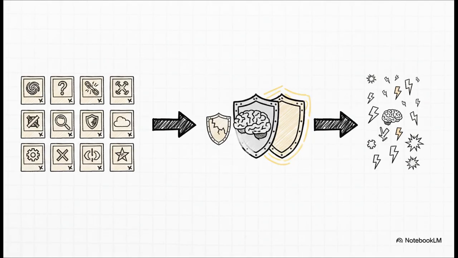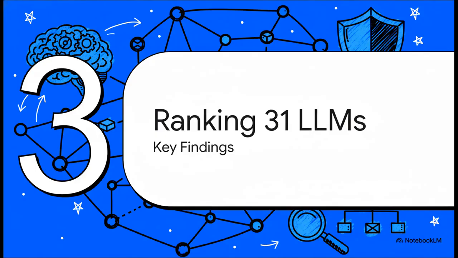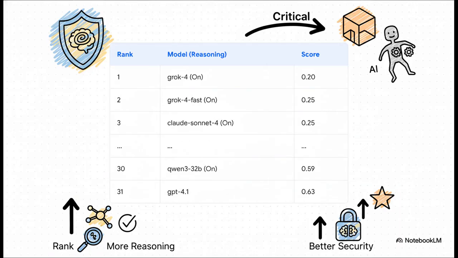So the benchmark evaluates models against these curated attacks across different defense configurations. Correct. The B3 benchmark was then used to evaluate the security of 31 popular LLMs. The overall ranking shows a range of vulnerability scores. The models with the lowest vulnerability scores were Grok 4 and Grok 4 Fast with reasoning enabled.